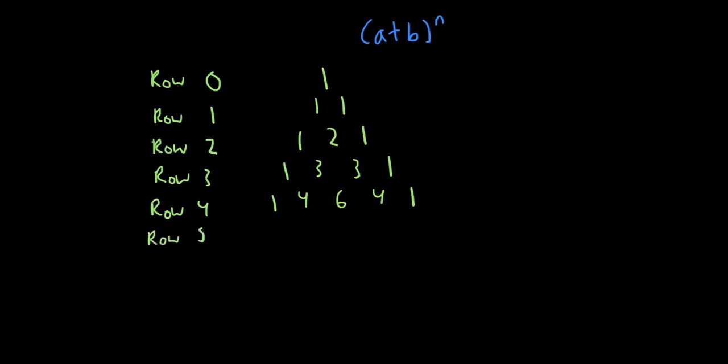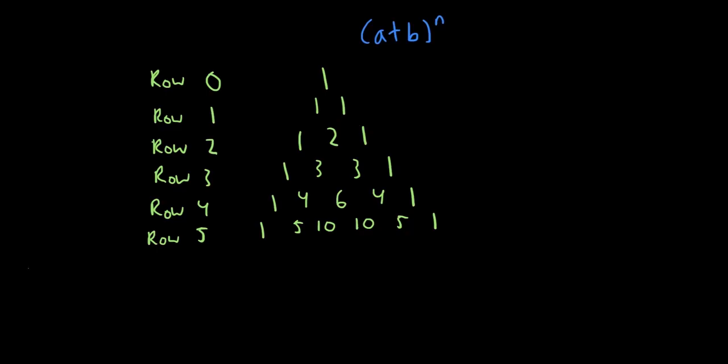Row 5, again, we're going to start with 1. We're going to add the two numbers directly above. So it's 4 and 1, which is 5. 6 and 4 is 10. 6 and 4 again is 10. 4 and 1 is 5. And we're going to end with 1 because we always start and end with 1. So this is the first 6 rows of Pascal's triangle because we start with row 0. But there's obviously more rows to Pascal's triangle.